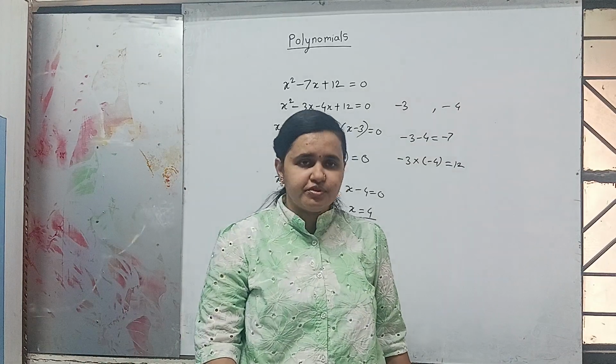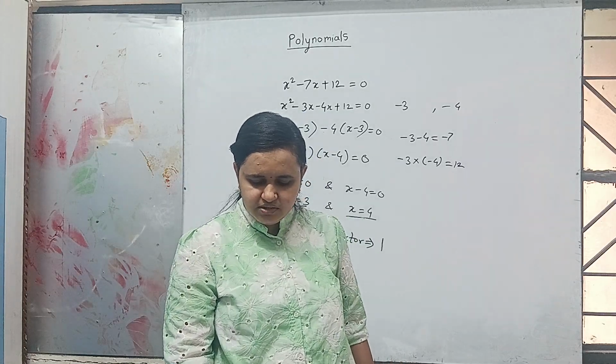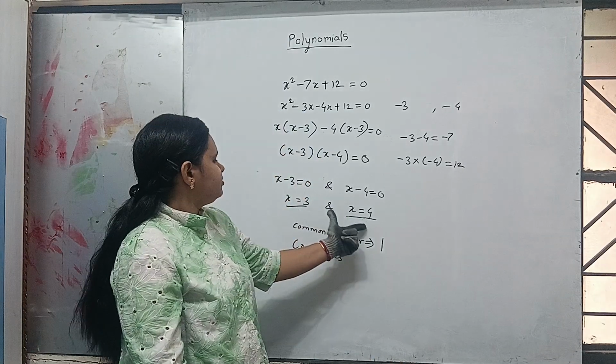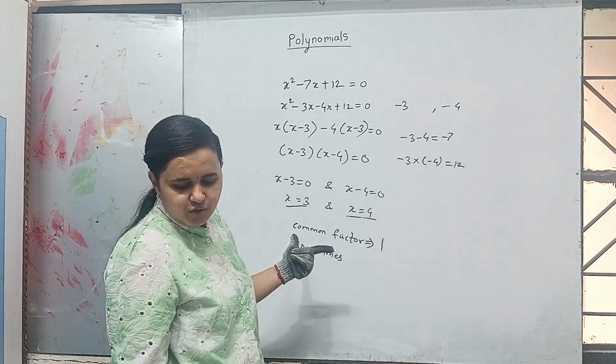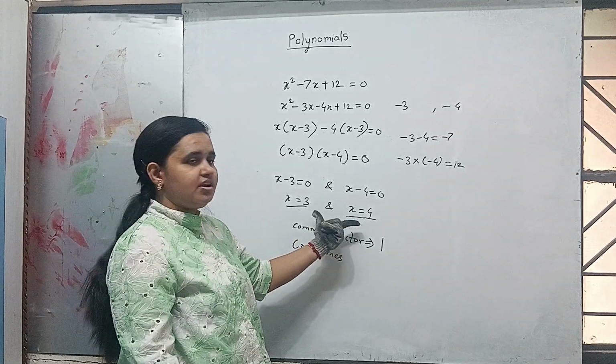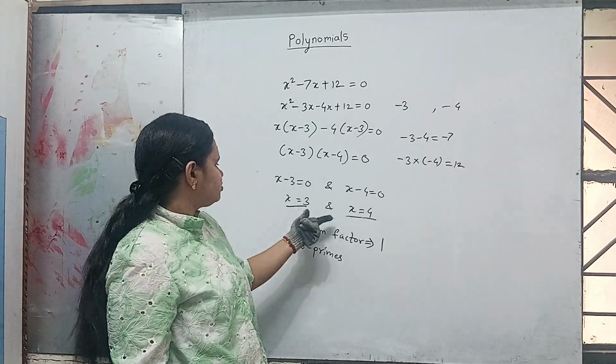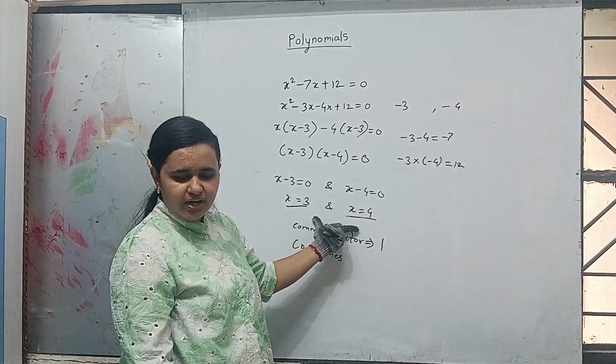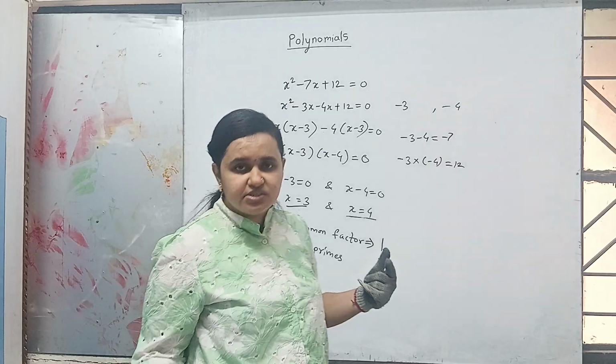The zeros of the polynomial are 3 and 4 and they are composite and prime. For the third option, they are 2 consecutive natural numbers between 2 and 5 and also they are co-primes. 3 and 4 are co-primes. So all the 4 options are correct.